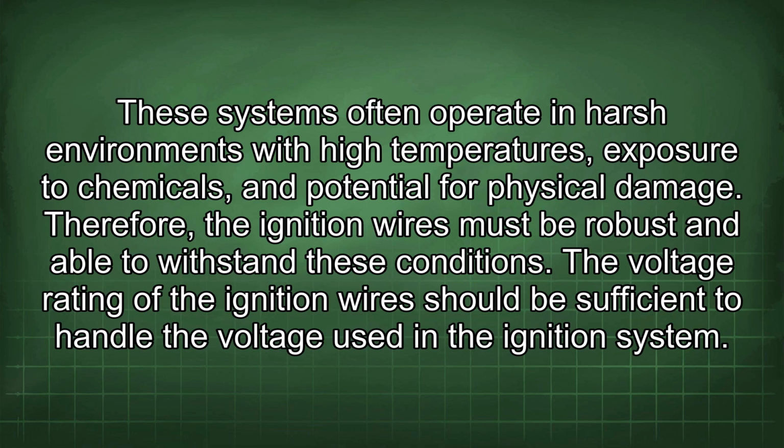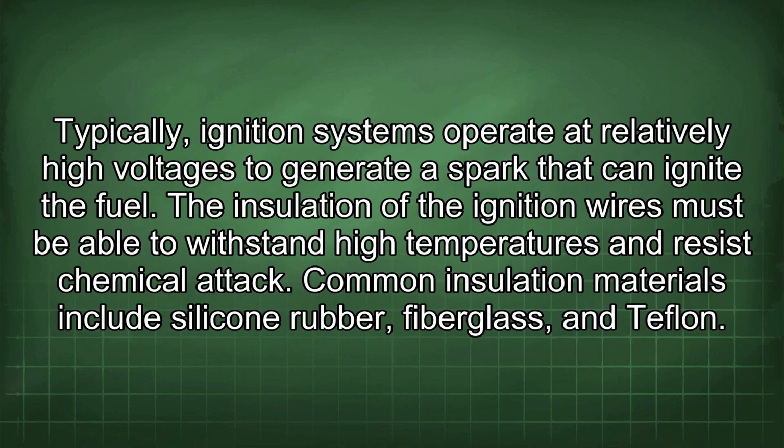The voltage rating of the ignition wires should be sufficient to handle the voltage used in the ignition system. Typically, ignition systems operate at relatively high voltages to generate a spark that can ignite the fuel. The insulation of the ignition wires must be able to withstand high temperatures and resist chemical attack. Common insulation materials include silicone rubber, fiberglass, and Teflon.